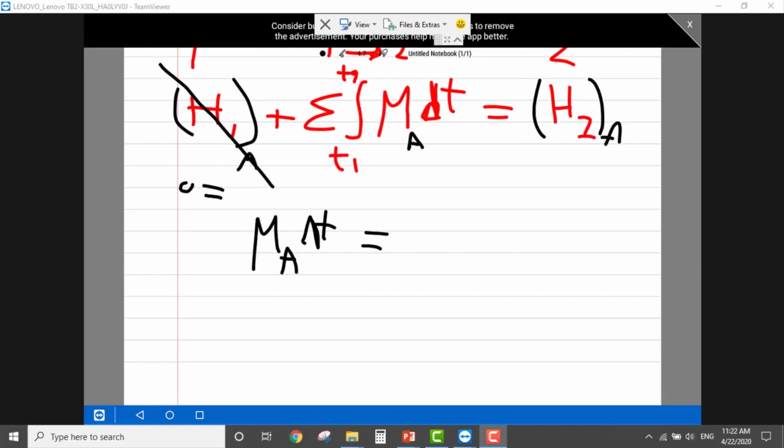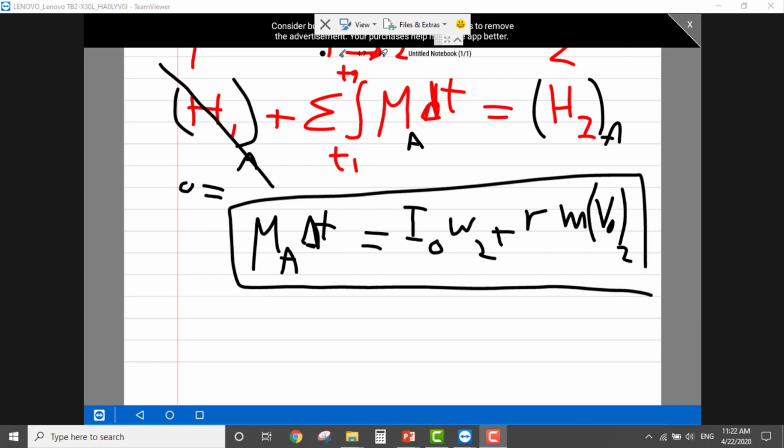So this is equal to I O with respect to centroid, omega 2, plus, I will not write it in cross product because you know the direction, the radius r, the distance between point O and point A, multiplied by m v O 2. So I will call this equation 1.